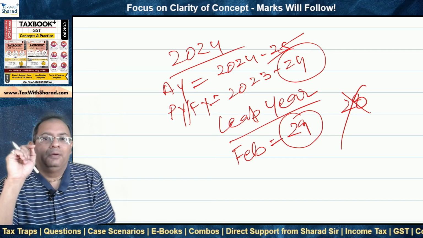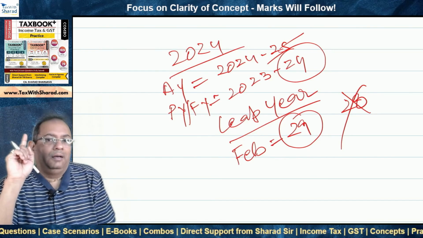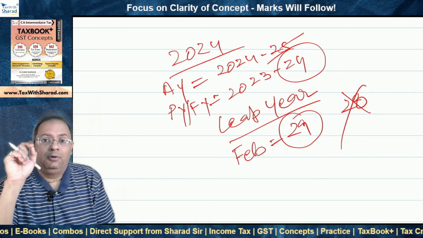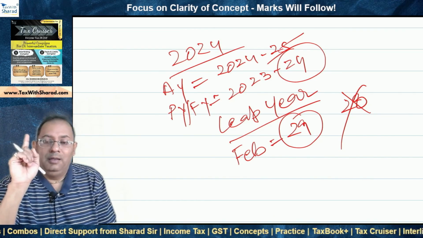So just be careful while solving questions. Wherever you are considering computing the number of days and the month of February is involved, take 29 days into account, not 28 days. Okay.